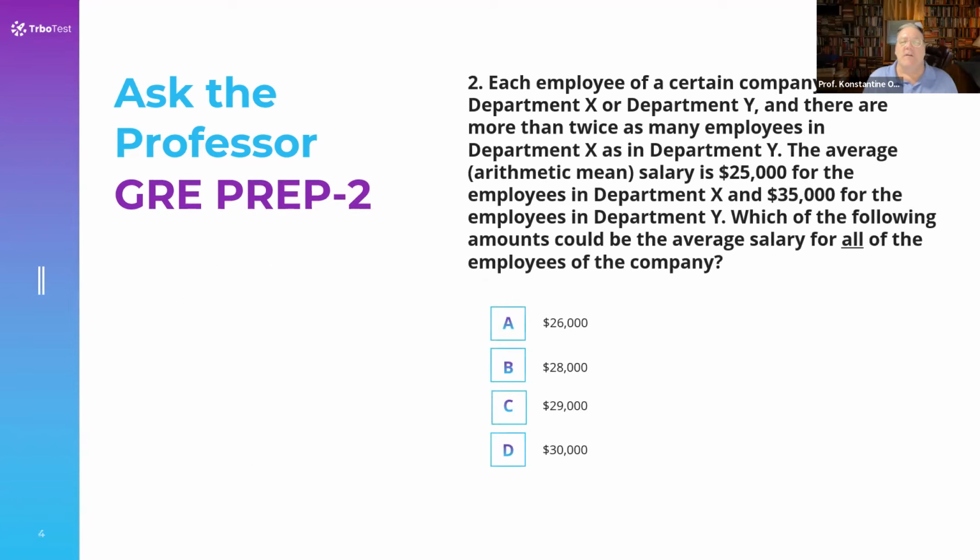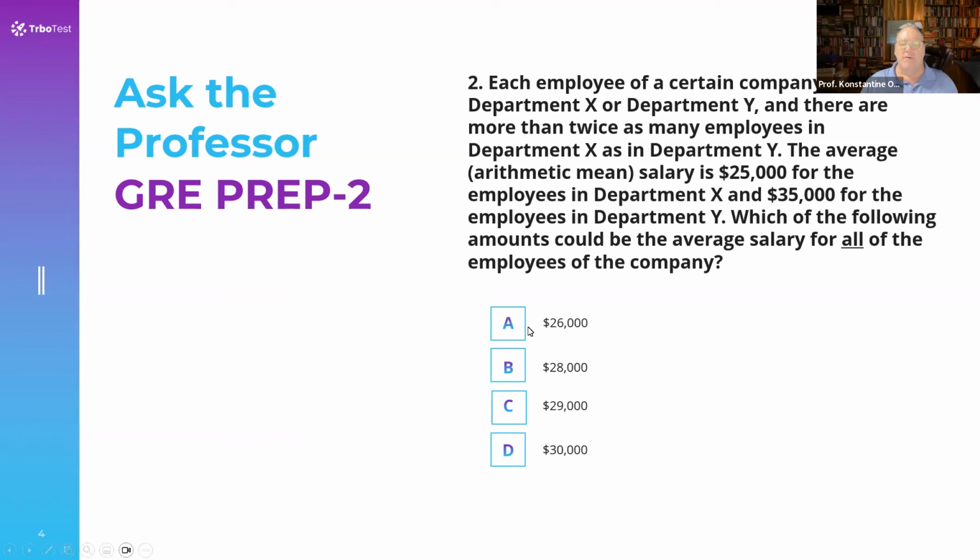The second question says each employee of a certain company is in either Department X or Department Y, and there are more than twice as many employees in Department X as in Department Y. The average, or arithmetic mean, salary is $25,000 for employees in Department X and $35,000 for employees in Department Y. Which of the following amounts could be the average salary for all the employees in the company?